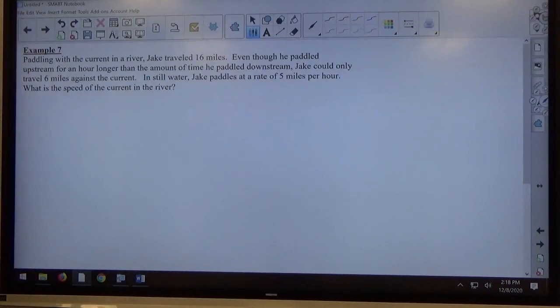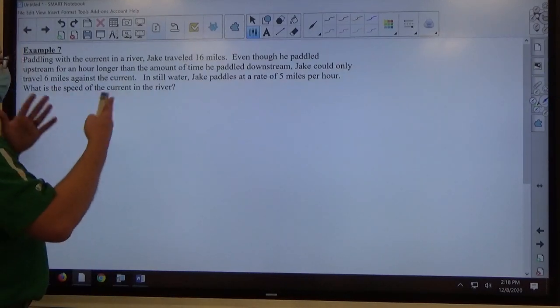Okay, example 7. Paddling with the current in a river, Jake traveled 16 miles. Even though he paddled upstream for an hour longer than the amount of time he paddled downstream, he could only travel 6 miles against the current. In still water, Jake paddles at a rate of 5 miles per hour. What's the speed of the current in the river?